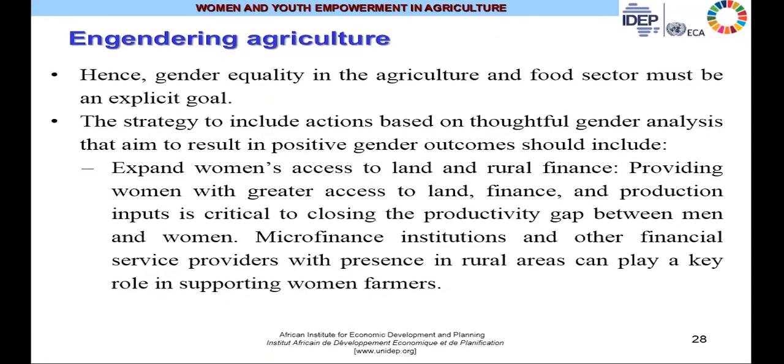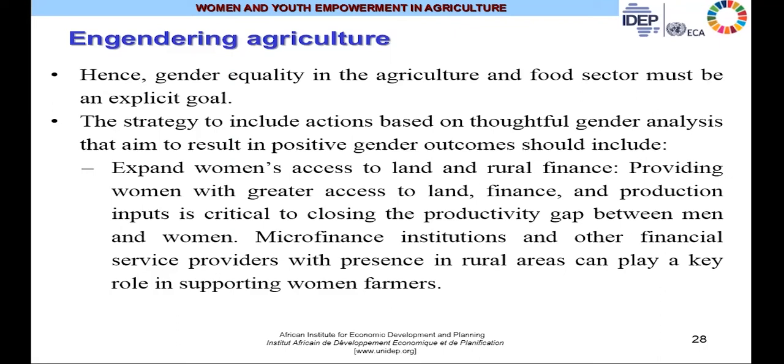Hence, gender equality in agriculture and food sector must be an explicit goal. It must be an explicit goal in policy making. It must be an explicit goal in projects and program designs. The strategy to include actions based on thoughtful gender analysis that aim to result in positive gender outcomes should include the following. First, expand women's access to land and rural finance.